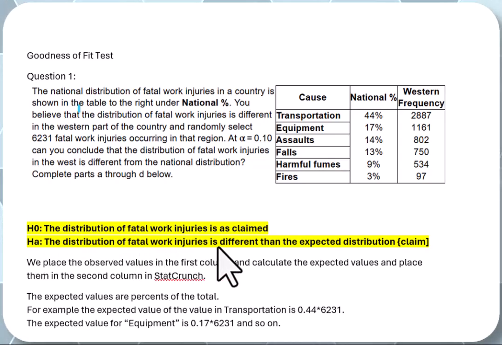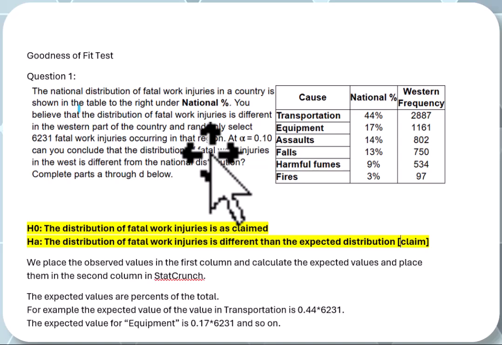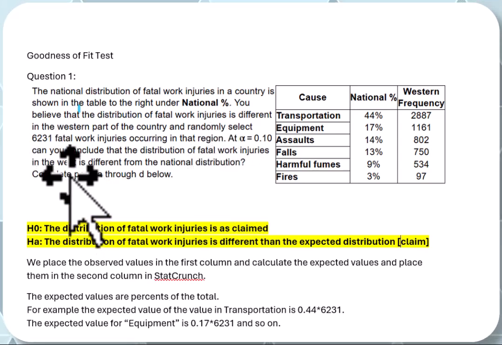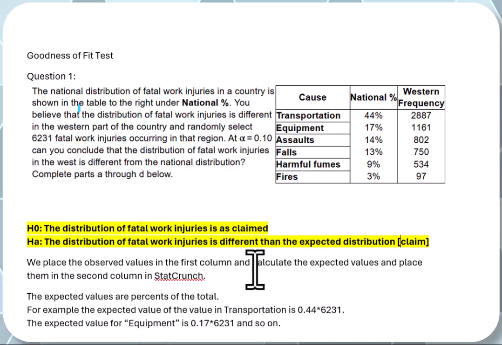Distribution of fatal work injuries is different than expected, the expected distribution. And you agree with me that should be the claim, because it says, can you conclude that the distribution of fatal work injuries in the West is different? So that's why we have the word different here.